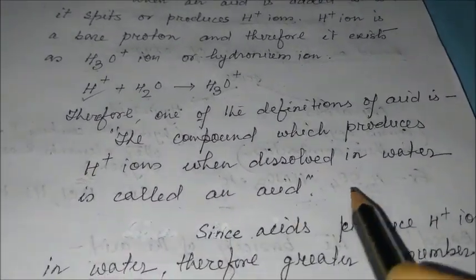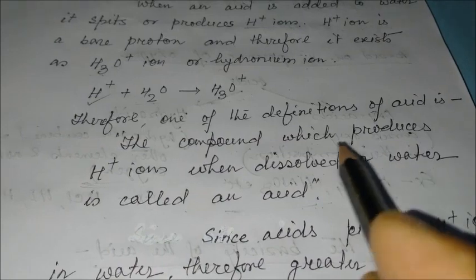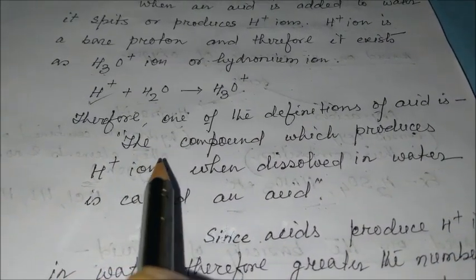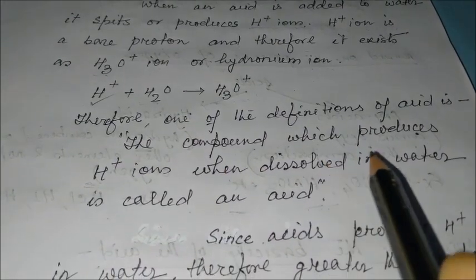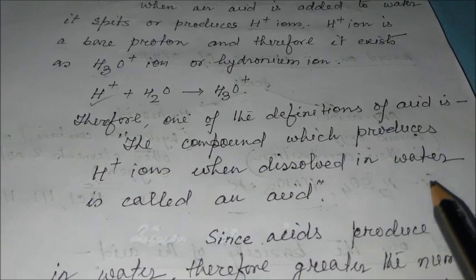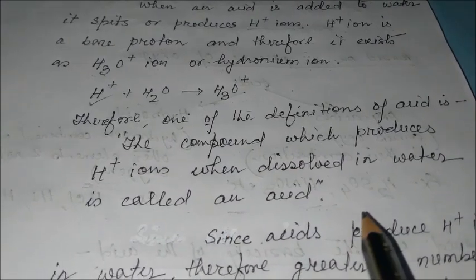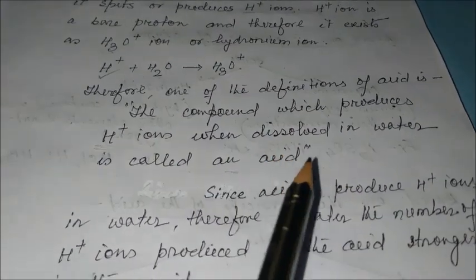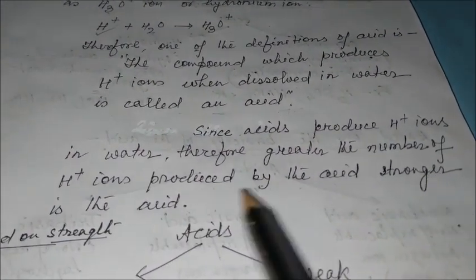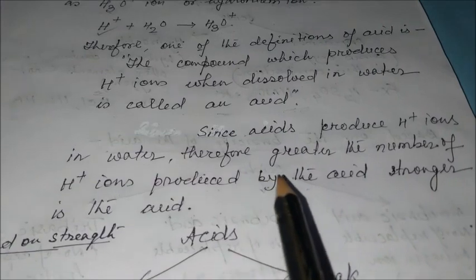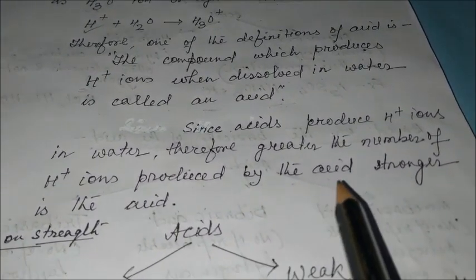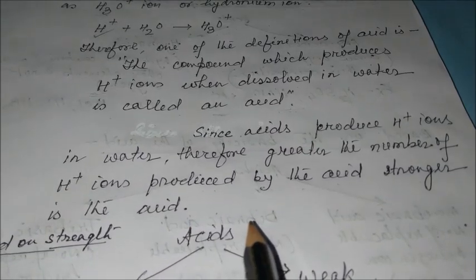Therefore, one of the definitions of acid, a number of definitions are there, but one definition of the acid is the compound which produces H positive ions when dissolved in water is called an acid. Now, since acids produce H positive ions in water, therefore greater the number of H positive ions produced by the acid, stronger is the acid.